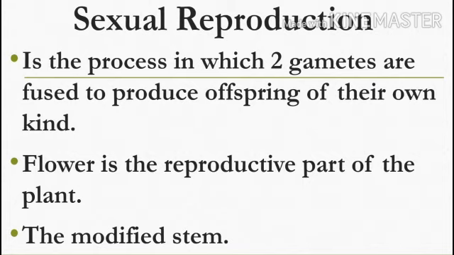So two gametes, that is the male and the female gamete, the sperm and the egg, will fuse to produce offspring of their own kind. As we are seeing reproduction in plants, the flower is the reproductive organ in plants and it is the modified form of stem, because here the tip of the stem will compress to form the flower. That is why the flower is the modified form of the stem or the shoot system.